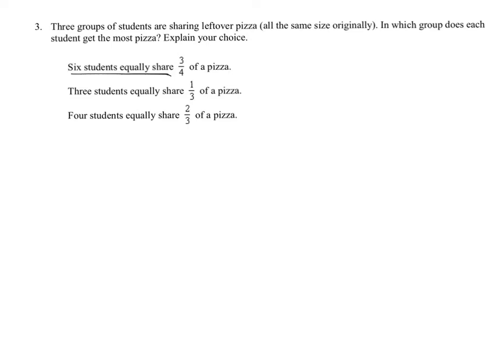Well, when you see equally share, division should pop in your mind. So 6 students are getting that. So we should be thinking 3/4 divided by 6. Well, we know that we need to change 6 to improper. So that would be 6/1. And then when we're dividing fractions, we are going to multiply by the reciprocal, or our little quick reminder is copy dot flip.